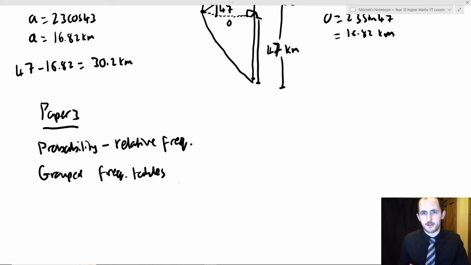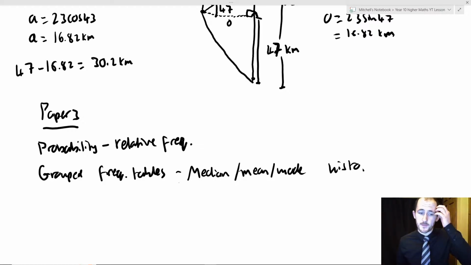It's guaranteed. So they may ask you to find the median, the mean, the mode. That also includes histograms, right? So they can ask you to draw histograms from that. But grouped frequency tables are guaranteed. Probability guaranteed.